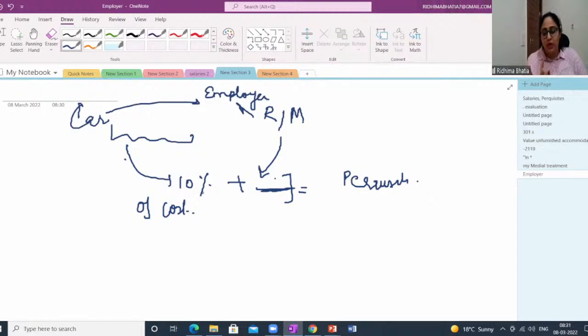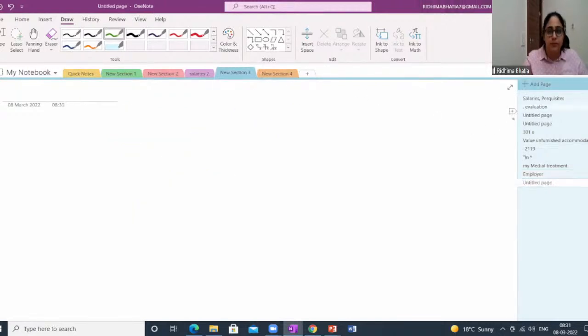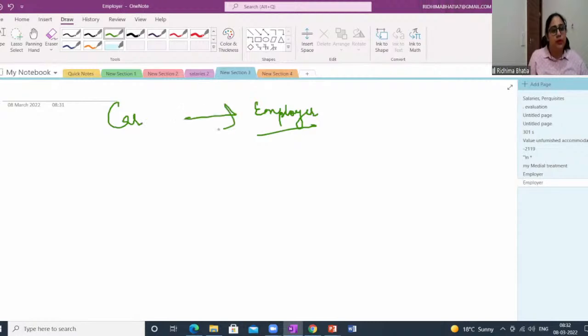Simple. Now, the next category is where the car is of the employer. Okay, but it is second, I told you. See for what purpose it is used. It is used for partly official and partly personal. That means you use it to go for office visits also, and your wife uses it for going here and there also. So partly official, partly personal.